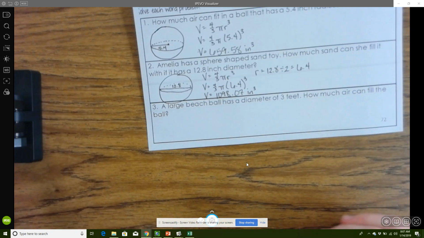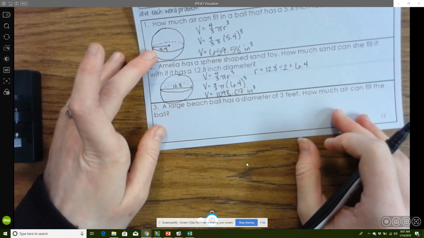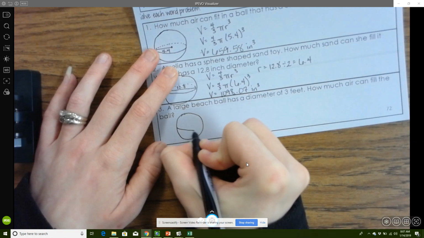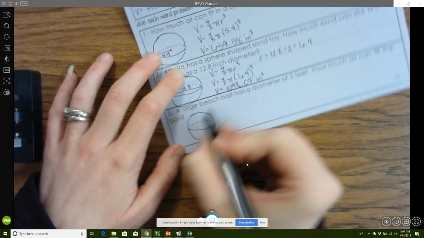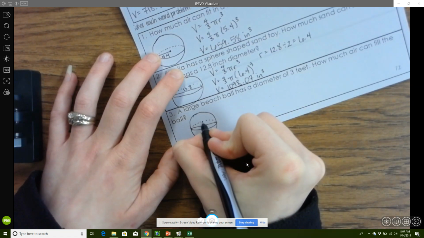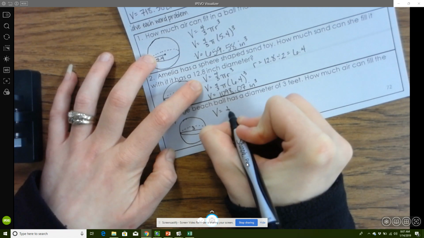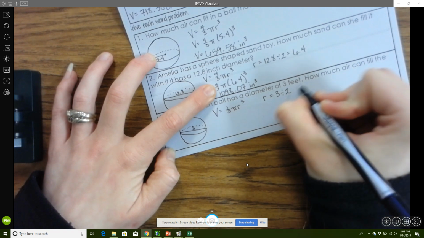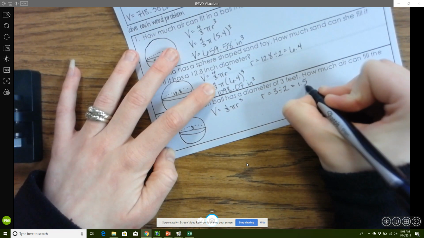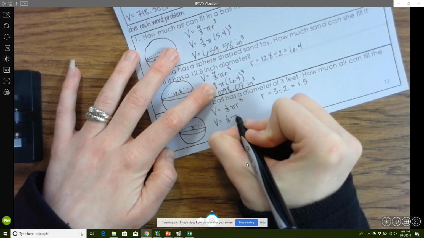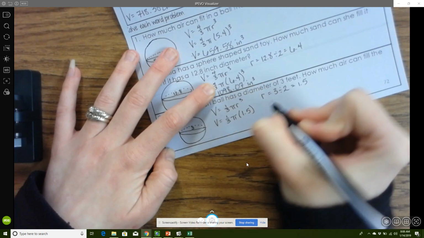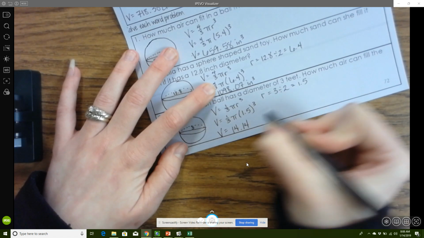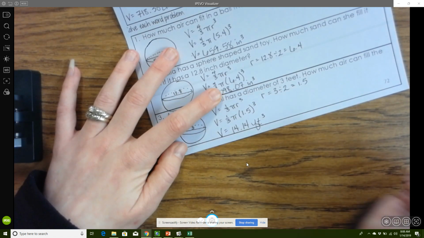inches cubed. And then finally, a large beach ball has a diameter of 3 feet. How much air can fill the ball? So I know what a ball looks like. And again, they gave me the diameter. So to get the radius, I have to divide by 2. And my volume here would be 14.14 feet cubed.